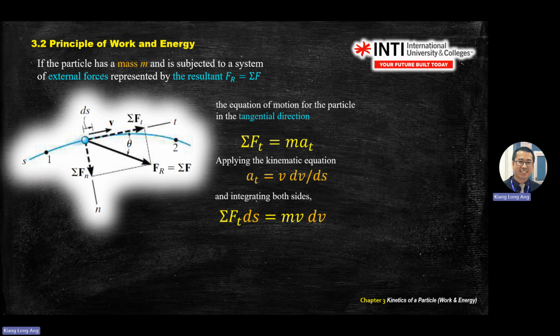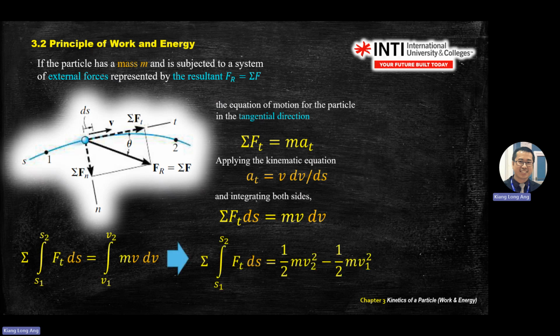Okay, you know that f ds is what? It is work. Force and distance traveled parallel, they create work. This mv dv gives you work also. So this is another new equation.